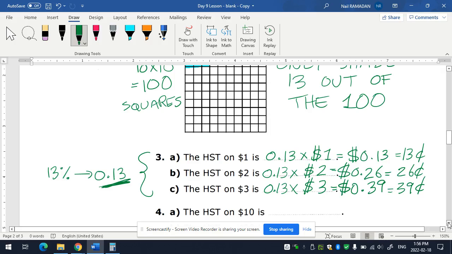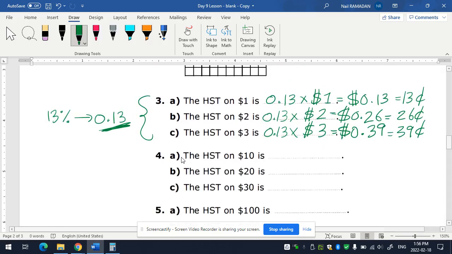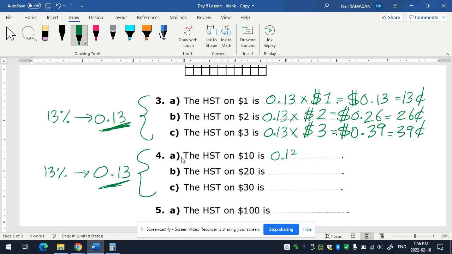Okay? How about $10? Well, guess what? You are still basing it on 13% tax, which is 0.13. Once again, 0.13 times 10. Hey, what do you do when you multiply by 10? What do you do to the zero? Actually, okay, if it has a decimal, okay. Sarah's saying you add a 0, right?